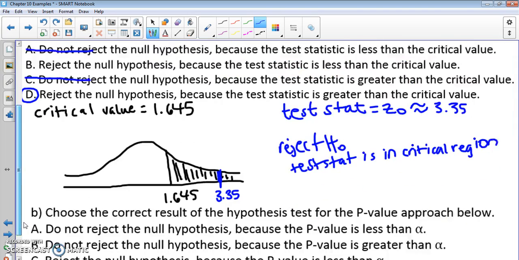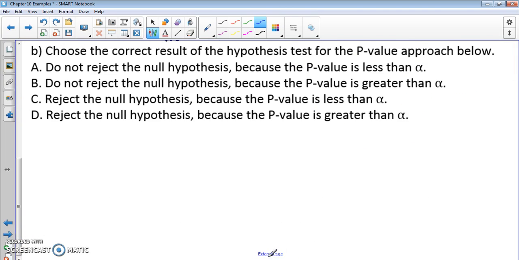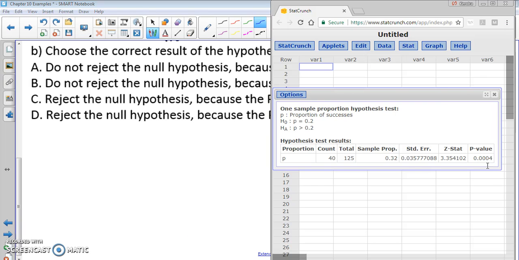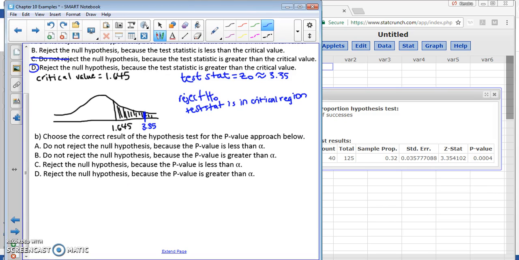All right, so let's extend this out. So we're going to use the p-value approach. We've already done the hard work. We did it in StatCrunch. So our p-value is 0.0004.